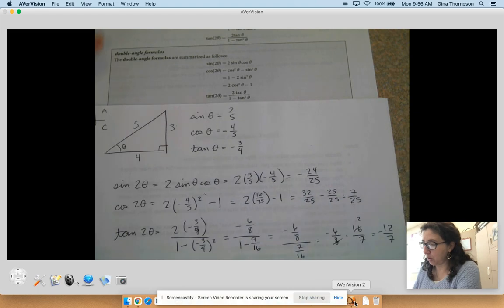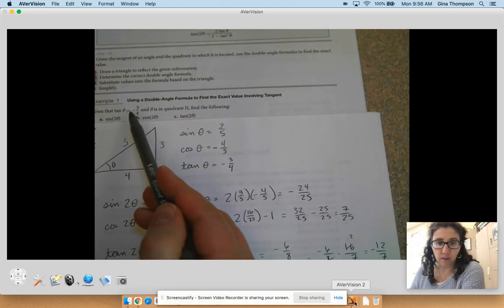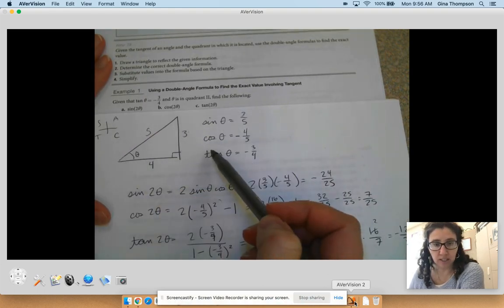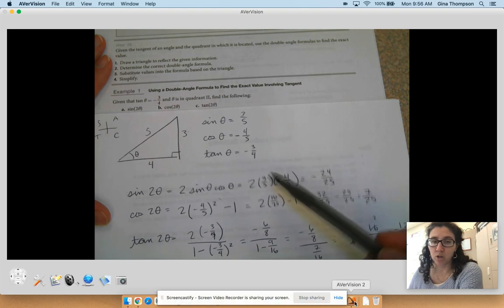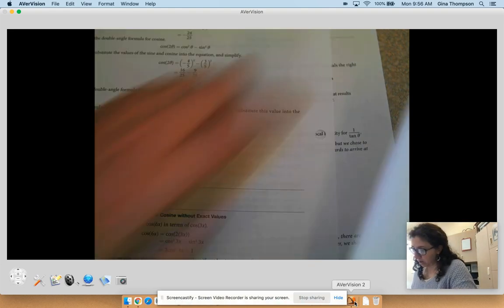The key is using the information they gave us, the fact that they told us that tan of theta was negative 3/4. We drew our triangle, we figured out our other trig ratios, and then we're just plugging into the equation, okay? Let's do another example.